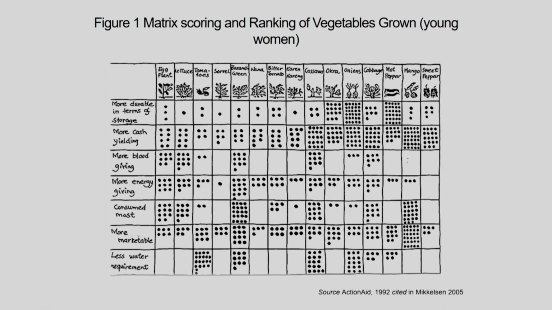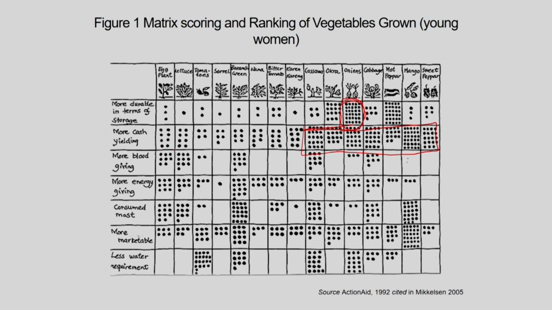The places where you see more dots are, for example, onions. If you see, the number of dots here are very high, which means that they are more durable in terms of storage. So, more cash yielding, you see more scores here. So, these are the vegetables that are more cash yielding.